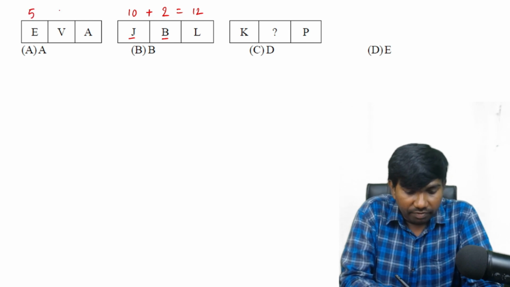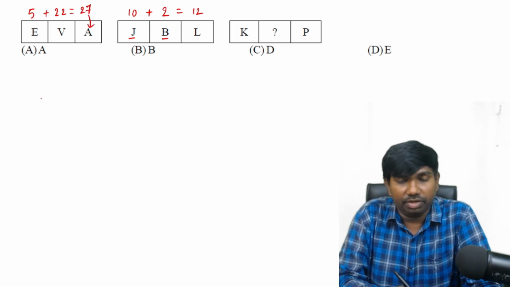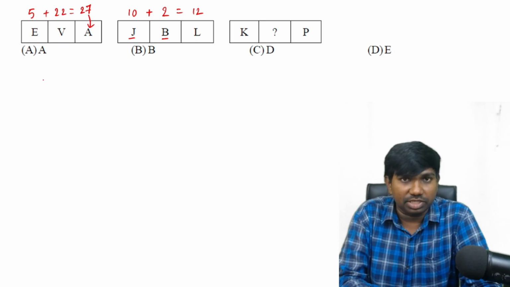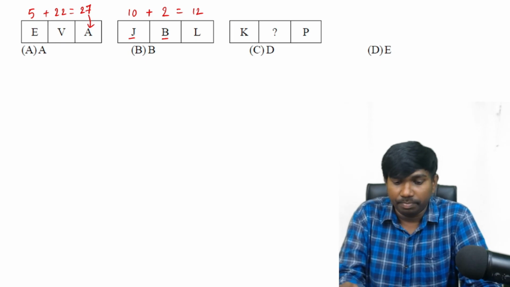E is 5, V is 22. If you add these two, it will be 27. So what is the 27th letter? Yes, that is A only. Z is the 26th letter, and immediately after 26 is 27. That is, immediately after Z is A.